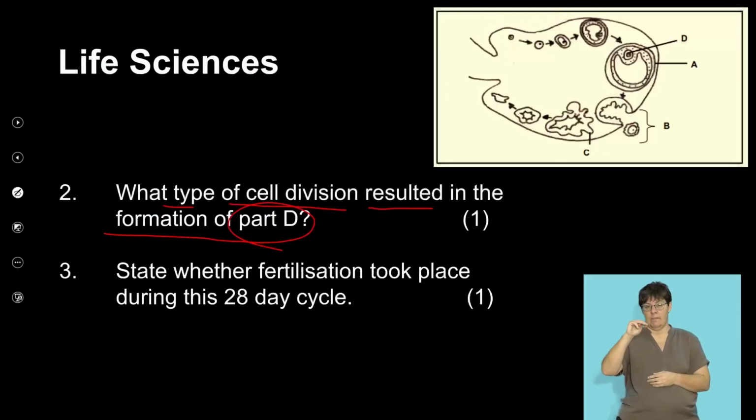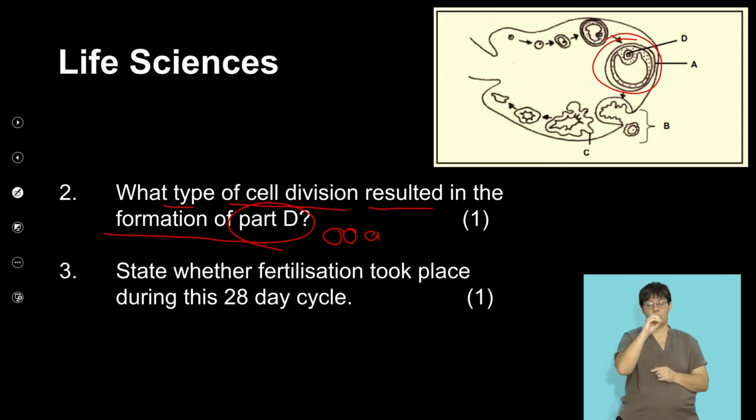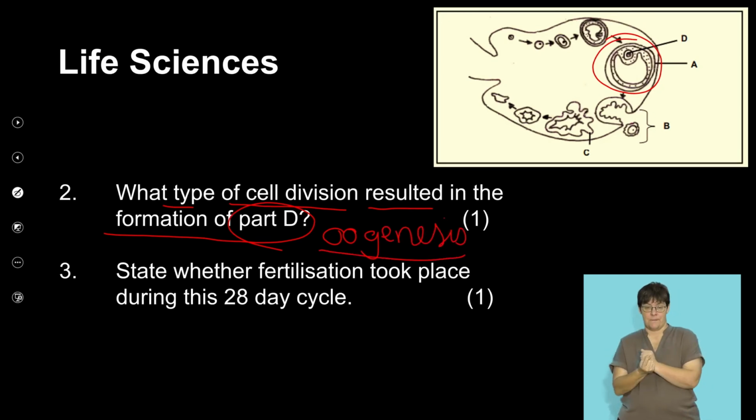So we know that part D is the ovum, and that process of ovum formation is linked to a process of meiosis called oogenesis. So that is meiosis, where oogenesis produces part D, which is the ovum. Question 3. State whether fertilization took place in this 28-day cycle.